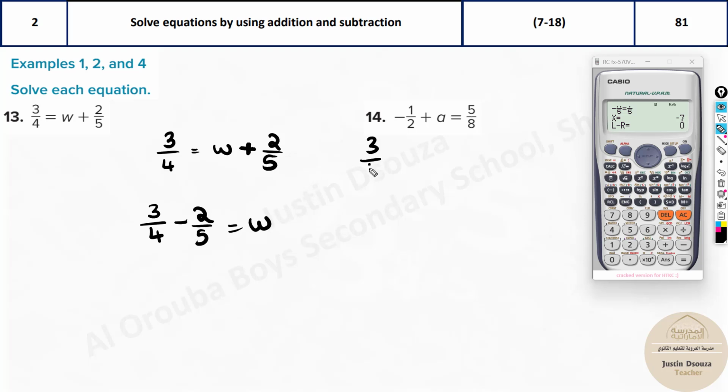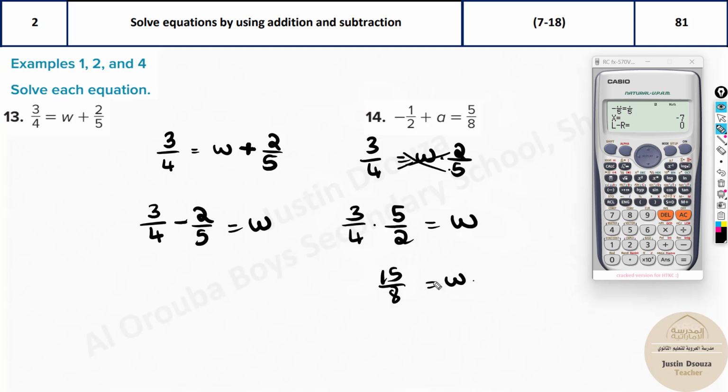Whereas the same type, 3/4 equals w multiplied by 2 by 5, if it was like this, or if it was in brackets, now don't take it to the other side and minus. No, it's not like this. Then it'll be reciprocal. This denominator goes up, numerator goes down. So it'll be 3 by 4 multiplied by 5 by 2. That is equal to w. There's a difference in these both cases. Here you can simplify: 3 times 5 is 15 divided by 8. That is equal to w.